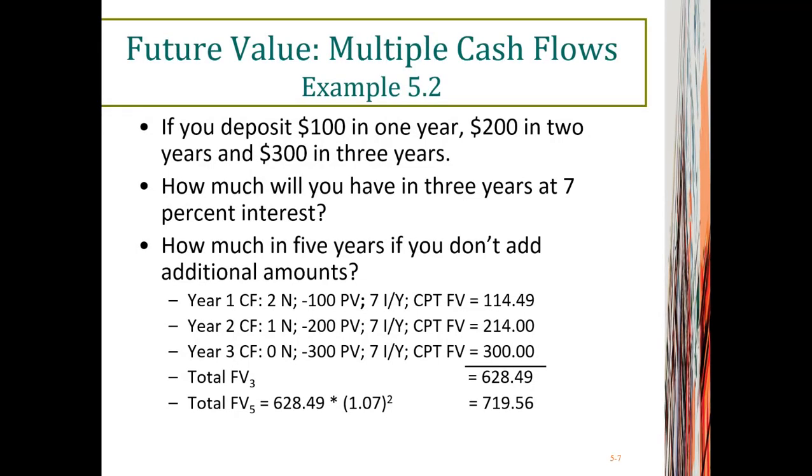Now let's take a look at another example. Let's say you deposit $100 in 1 year, $200 in 2 years, and $300 in 3 years. The question here is how much will you have in 3 years at 7% interest? And once again, I want you to draw a timeline so you understand the nature of the cash flows very clearly. And here we have 3 cash flows. At time 0, it's 0. At time 1, that is $100. At time 2, $200.